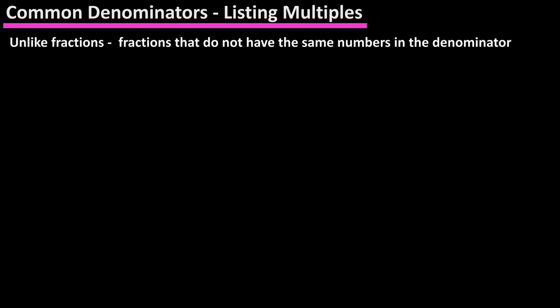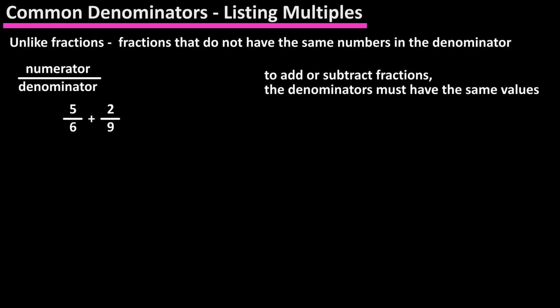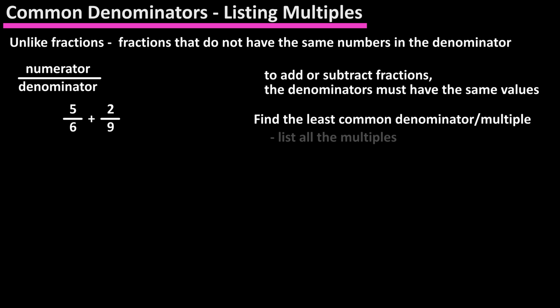When adding or subtracting unlike fractions, such as 5 over 6 plus 2 over 9, which are fractions that do not have the same number in the denominators, the bottom number of the fractions, we first have to convert the fractions into like fractions, that is, fractions that do have the same number in the denominators. One of the quicker ways to do this is to find the least common multiple, or least common denominator, for the fractions by listing the multiples for each of the denominators and find the least common multiple from those listings.